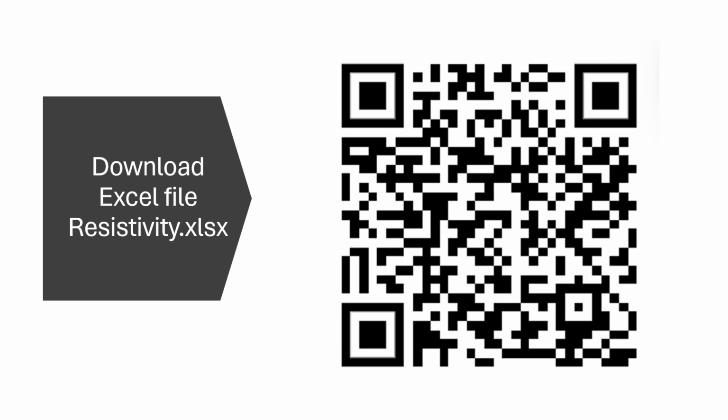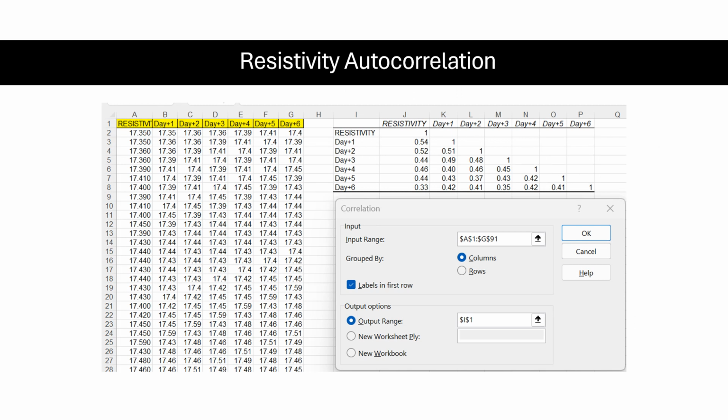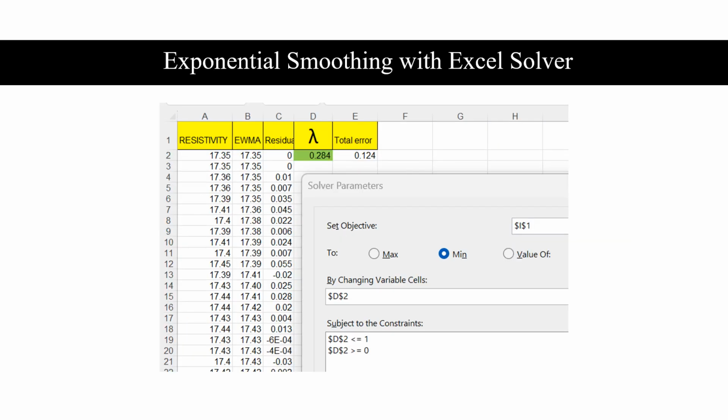Download this Excel file resistivity.xlsx from OneDrive. There is significant autocorrelation. If we want to use SPC to control this process, which has significant autocorrelation, we can apply exponential smoothing EWMA to the data. To do this, we will calculate the transformed EWMA of resistivity, where lambda is a number between 0 and 1. We will use Excel Solver to calculate lambda to minimize the residuals in column C.